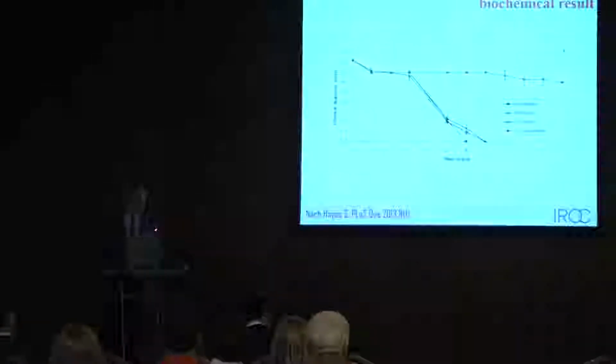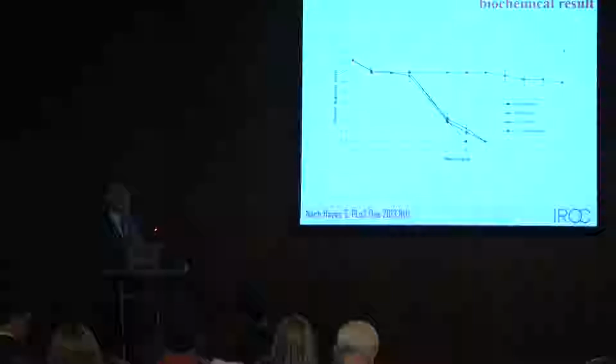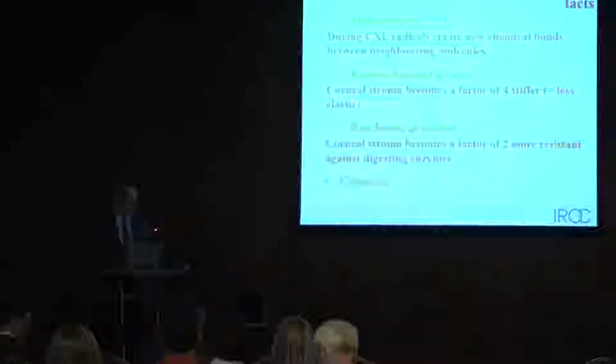So the enzymes creating melting of the cornea could not apply to that collagen anymore because there were additional bonds that the enzymes could not enter the collagen structure, and therefore you can make those corneas resistant against melting.